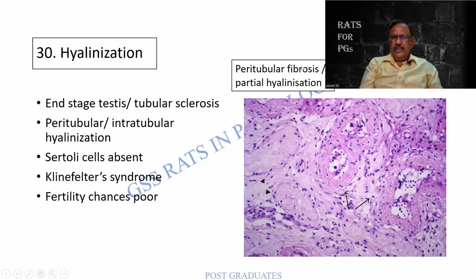Hyalinization of the tubule. This is another finding. We had seen a maturation arrest, we had seen a partial maturation arrest, and we have seen a Sertoli cell only pattern. And what is this hyalinization? It is an end-stage testis. Remember end-stage renal disease, almost like that. There is a sclerosis of the tubules. There can be peritubular as well as intratubular hyalinization. Look at this over here, it is peritubular, whereas here almost the tubules are becoming totally hyalinized. Sertoli cells also are absent. Klinefelter syndrome can be a probability. Fertility chances are very poor in such cases.